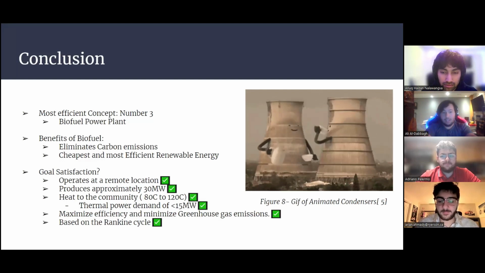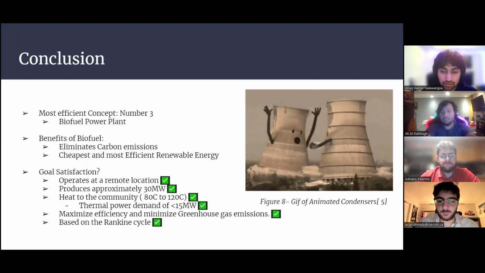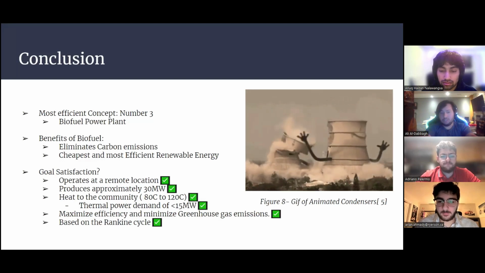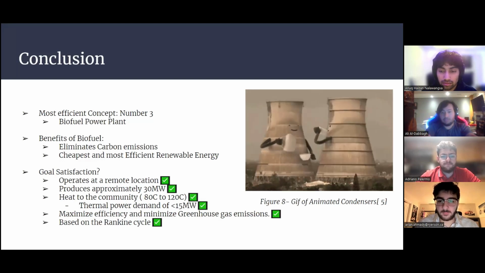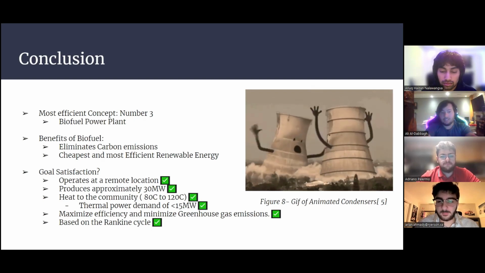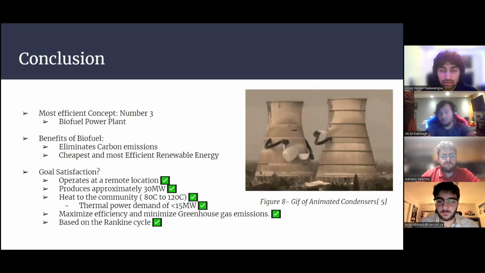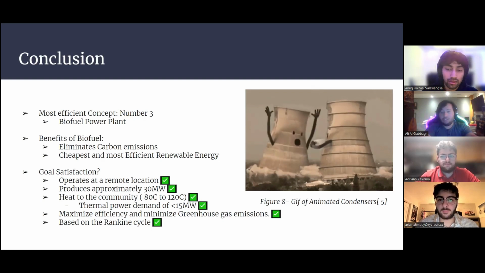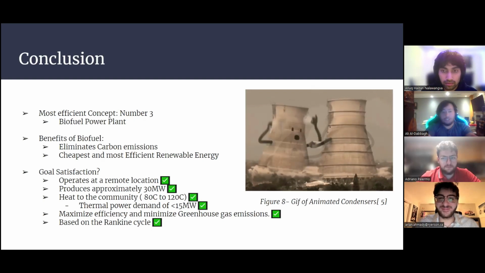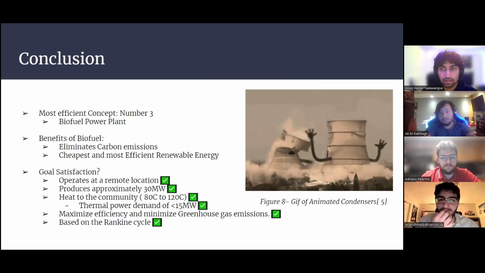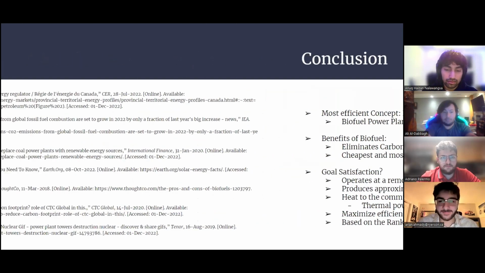Number 3, it heats the community or any given location from 80 degrees to 120 degrees with a thermal power demand of 15 megawatts. It also maximizes efficiency and minimizes the greenhouse gases because it's carbon neutral. And finally, it's based on a non-ideal Rankine cycle, which concludes our goals for this project. Now I will pass it back to Anouk to wrap things up.